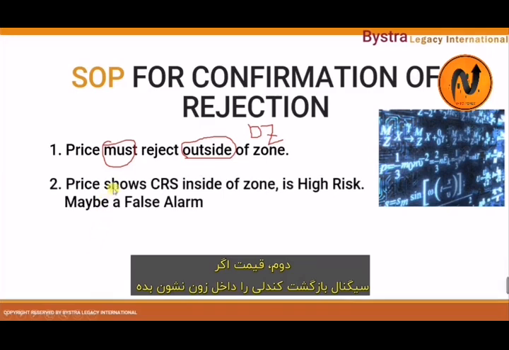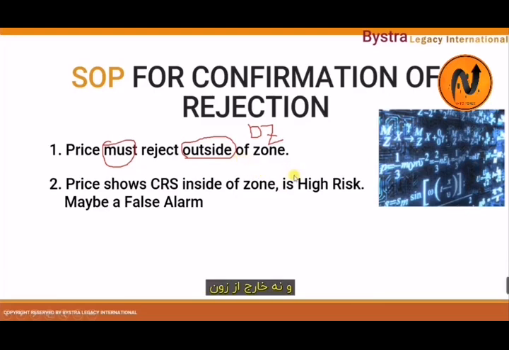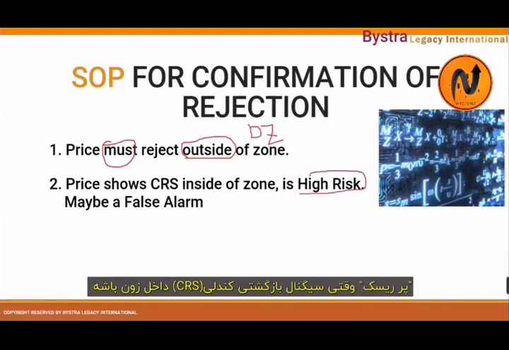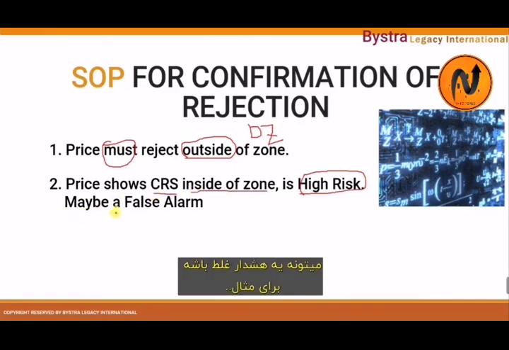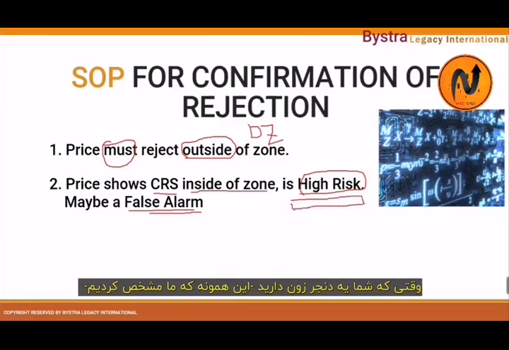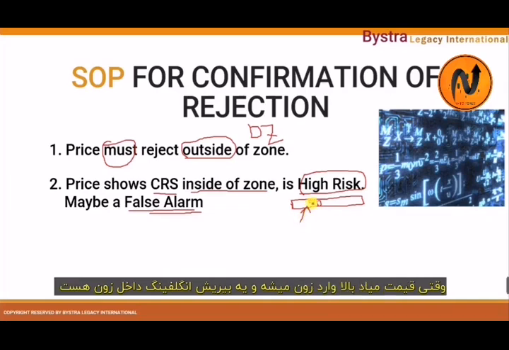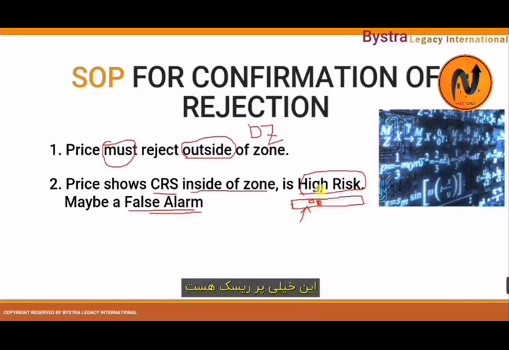Secondly, the price has to show a candle reversal signal outside of the zone, and a signal inside of the zone is considered high risk. Let me highlight this again: high risk when the CRS is inside of the zone. It could be a false alarm. So for example, when you have a danger zone, this is the one that we mark, and then the price shows a bearish engulfing inside the zone as the price comes up to the danger zone. This is very high risk.